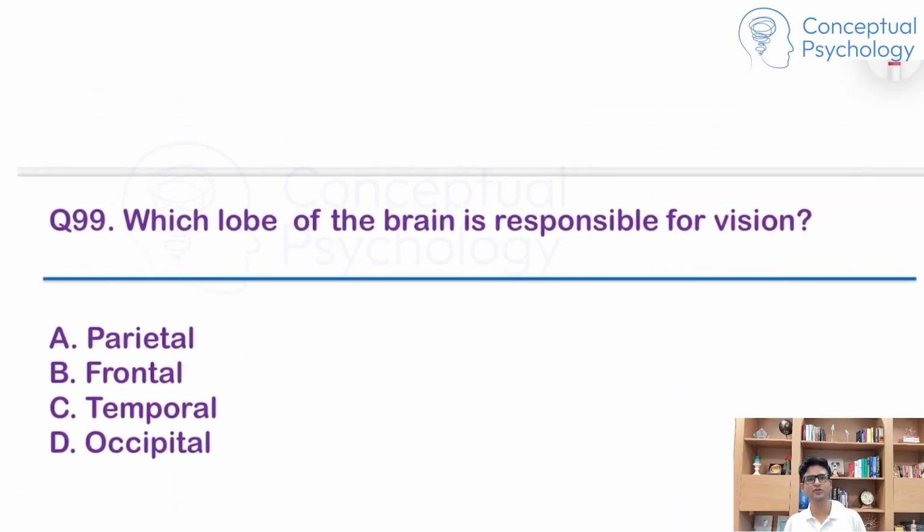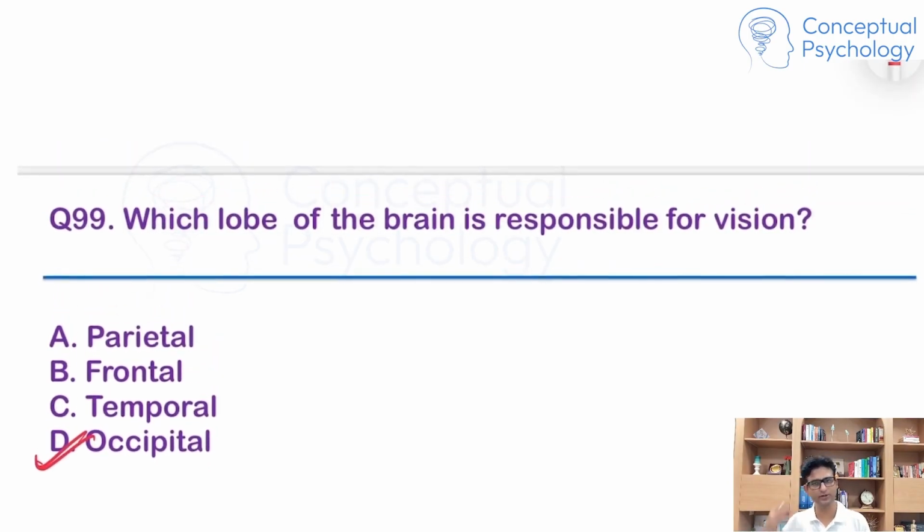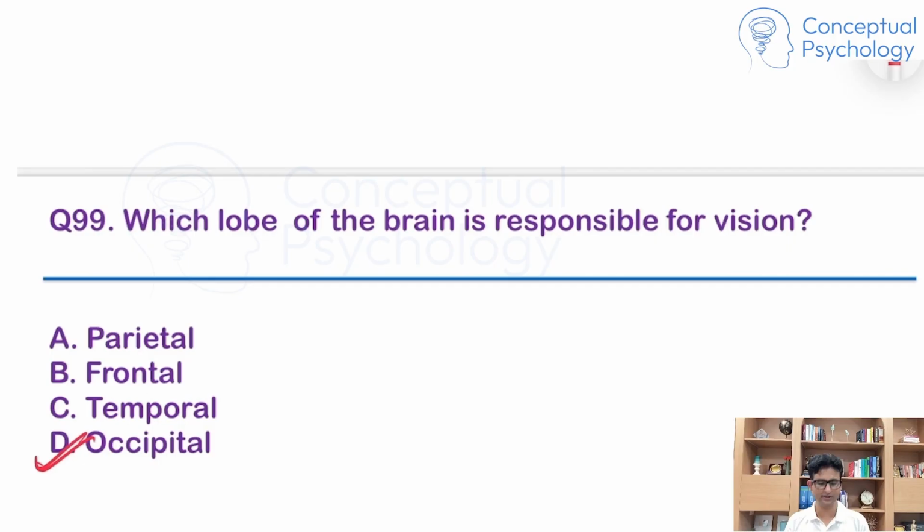And finally, the last question: which lobe of the brain is responsible for vision? The answer is occipital. The occipital cortex is where the visual processing is. So these were the questions. Thank you.